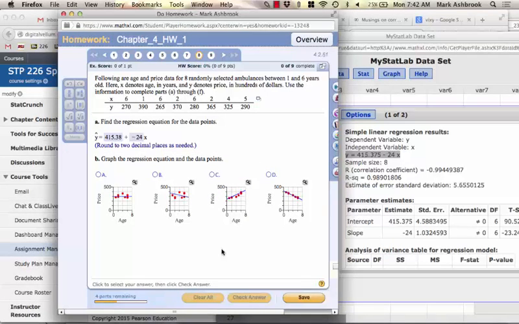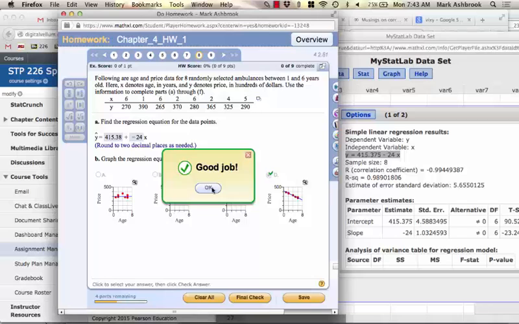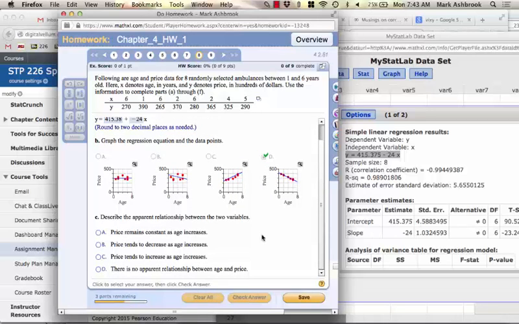Okay, so we're going to graph it and see what it is. Since it's negative 24, we just know right away it's either B or D. Do you see that? So I'm going to just take a guess here that it's D. Good guess.